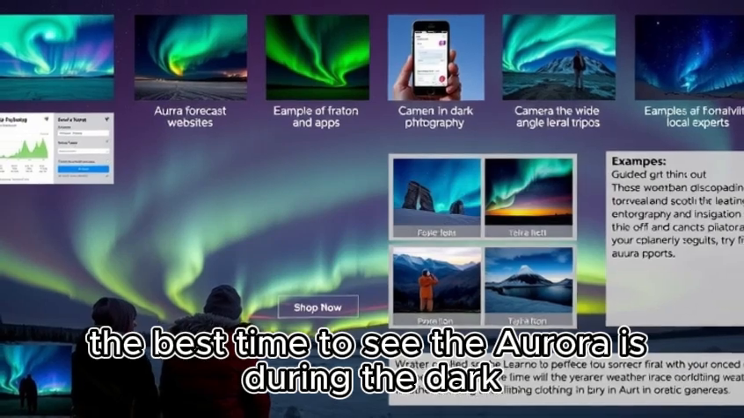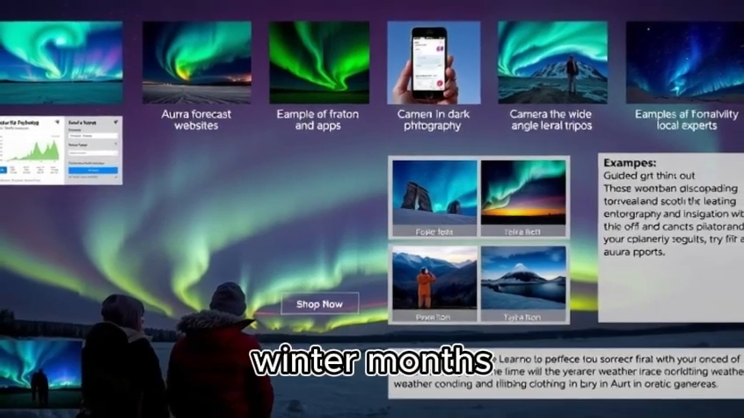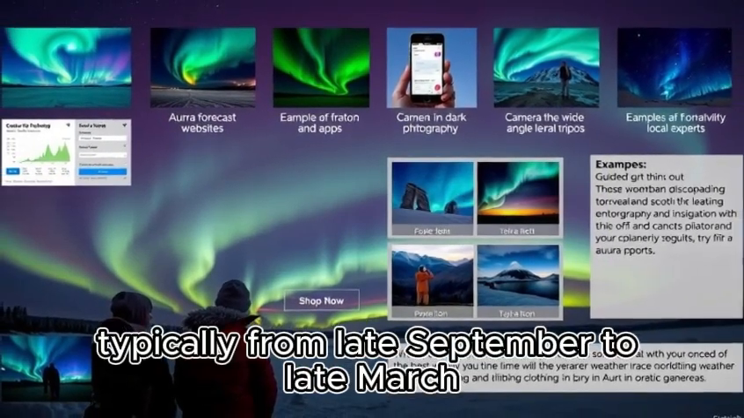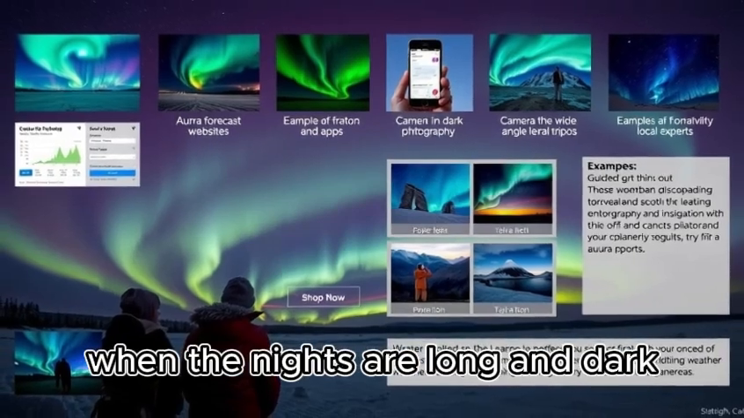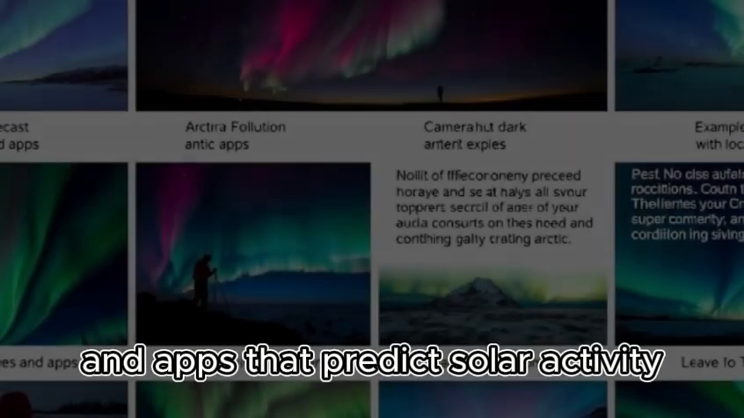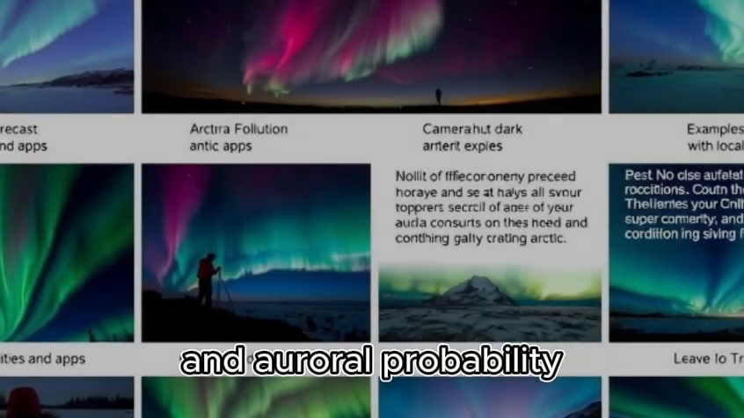The best time to see the aurora is during the dark winter months, typically from late September to late March, when the nights are long and dark. Check aurora forecast websites and apps that predict solar activity and auroral probability.